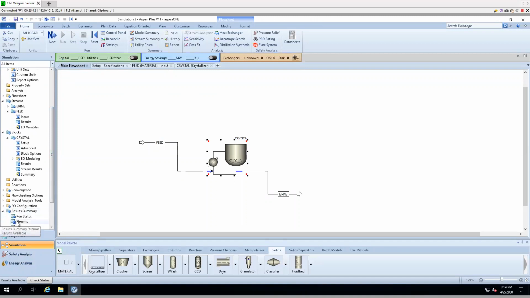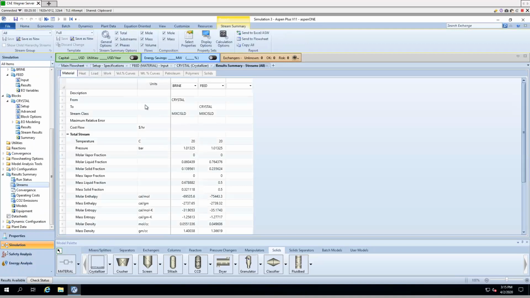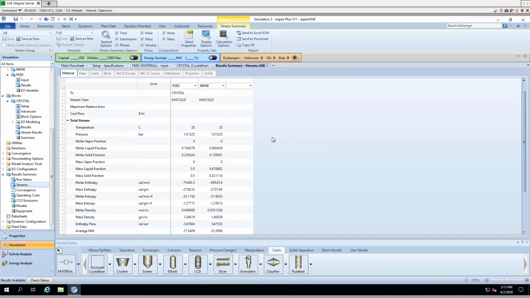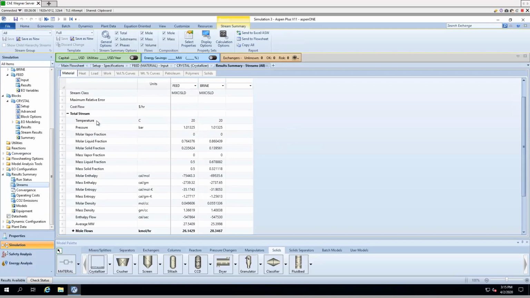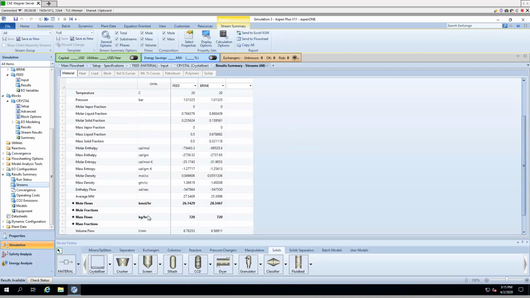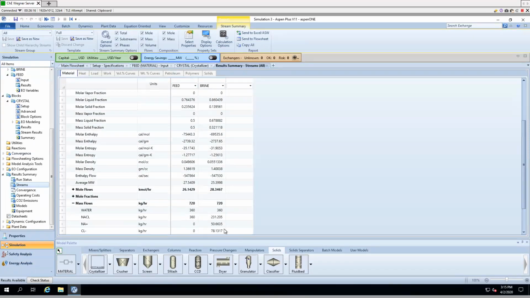streams. This gives us all the streams in our entire flow chart. It'll give us the data of streams. So here we have streams. We have brine and then feed. I'm going to switch these around, so it goes from input to output. It does nothing other than make it easier for me to visualize what's happening. So under total stream, we're going to go mass flows. And we'll see there in equals out. That's good. I'm going to open this up so we can see what we put in, and what we're getting out. However, this is in kilograms per hour.